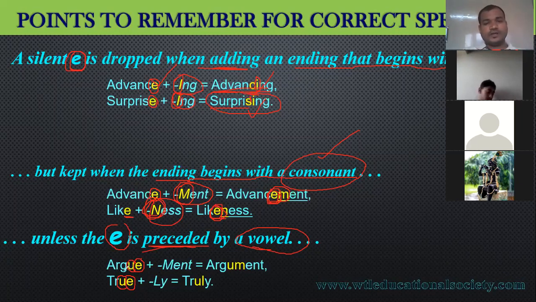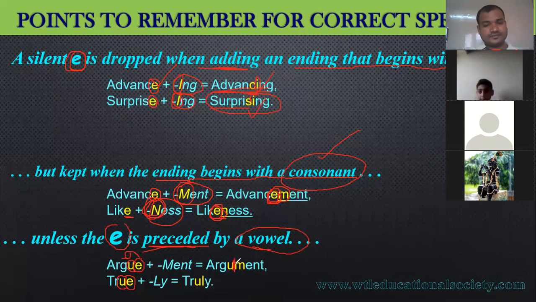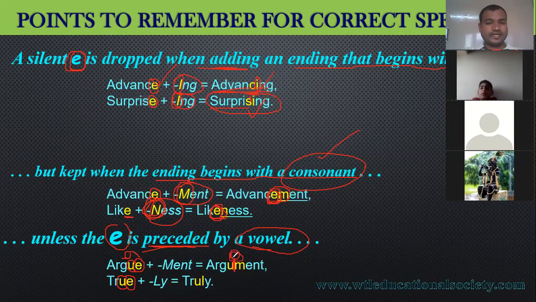So check it once. Argue plus ment. Here the word ending is E, and before E is a vowel. That's why we are removing E here. So argument, no E here. We just omitted letter E.